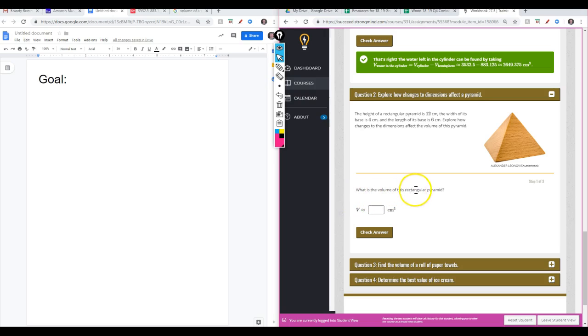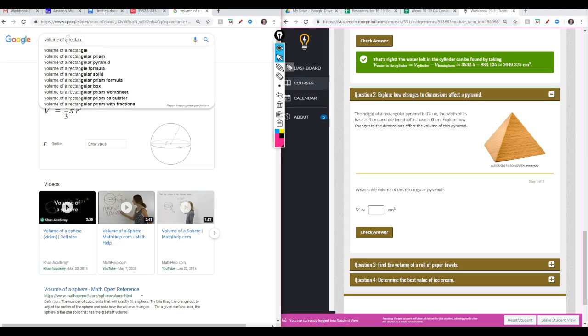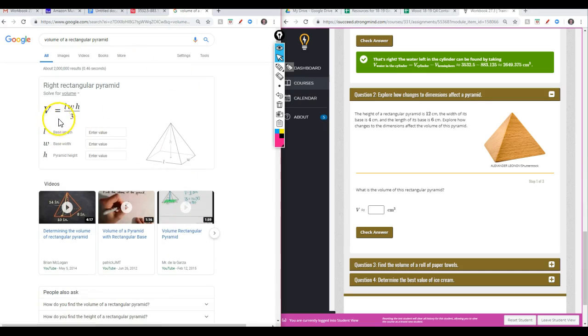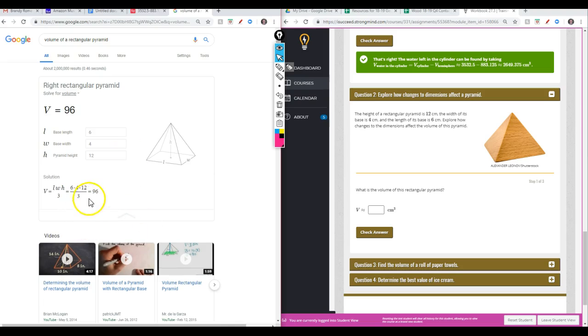So what is the volume of this rectangular pyramid? So jump over to Google, volume of a rectangular pyramid. Here we go. Base length, they told us, was 6 centimeters. The base width was 4 centimeters, and the height of the pyramid was 12 centimeters. So if we click go, that gives us 96 cubic centimeters for its volume.